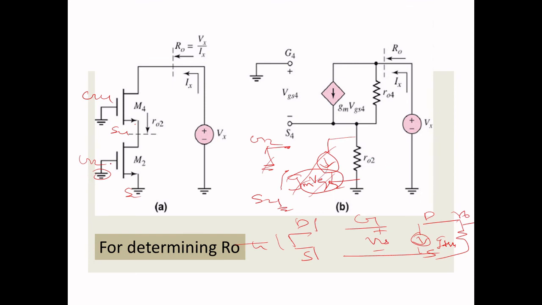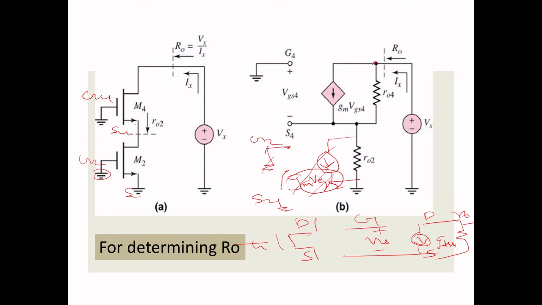So repeating again, your gate and source are connected to ground, so this current term will be 0, right? That's why I removed this gm2 and considered r02. With that consideration only, this was redefined and drawn like that.